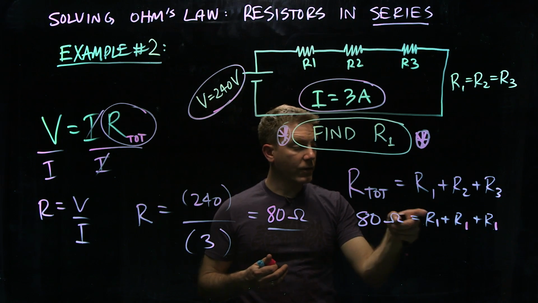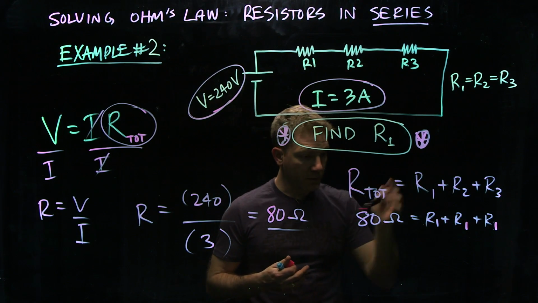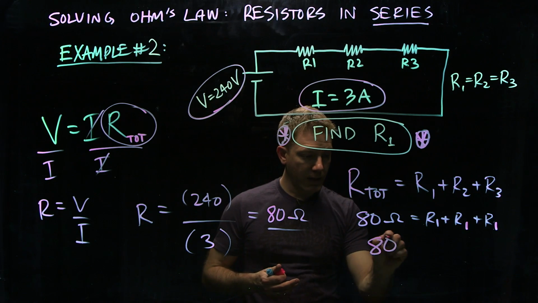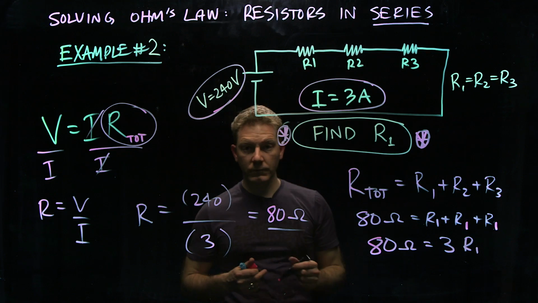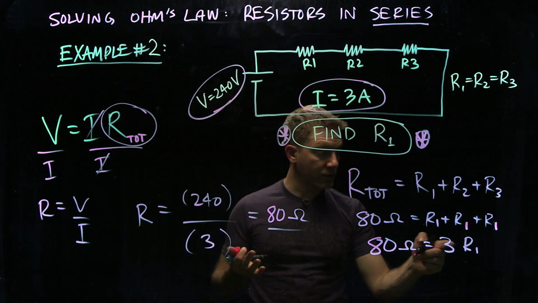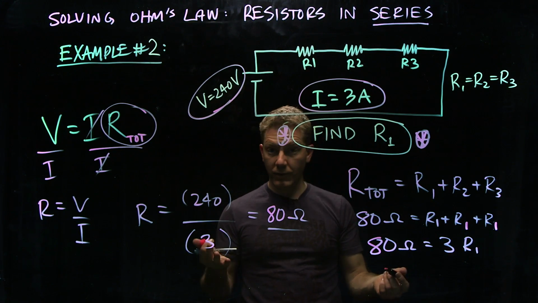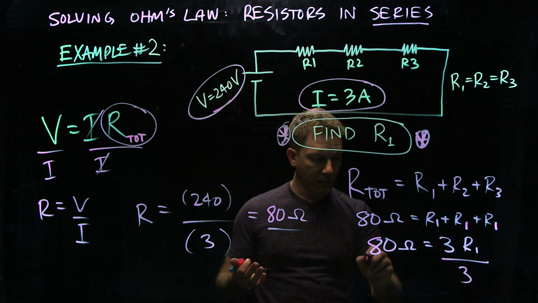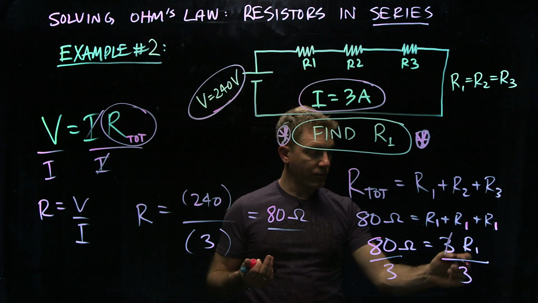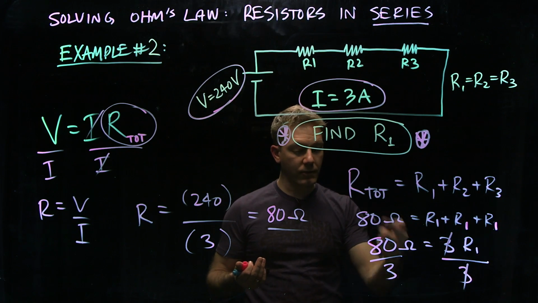So if 80 is equal to R1 plus R1 plus R1, then that means 80 ohms is equal to 3 times R1. If I want to figure out what R1 is, all I have to do is get R1 by itself. We know how to do that. If you want it by itself, you divide it by what it's multiplied by. See? 3 over 3 is equal to 1. R1 is equal to 80 over 3.